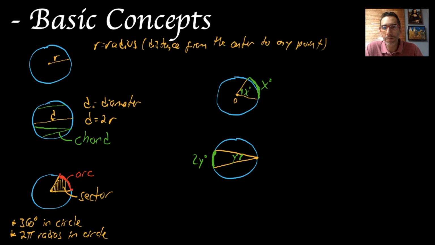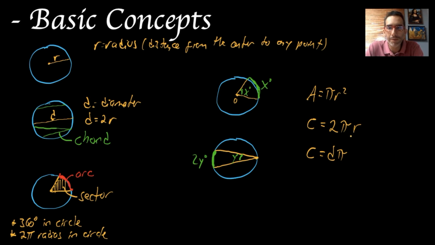Just as a quick reminder, the area of the circle is pi r squared, and the circumference, which is the same as the perimeter in a circle, is defined by 2 pi r. Some people prefer to see it as the diameter times pi, because this 2r is equal to the diameter. So keep all these in mind. These are the basic concepts, so that whenever you're dealing with exercises with circles, you know what they are talking about.